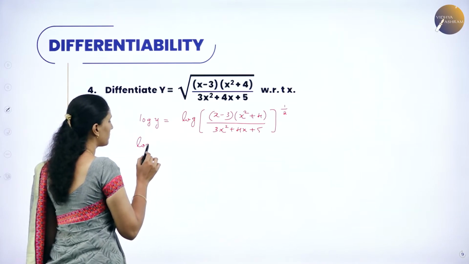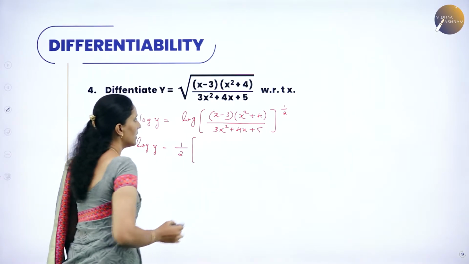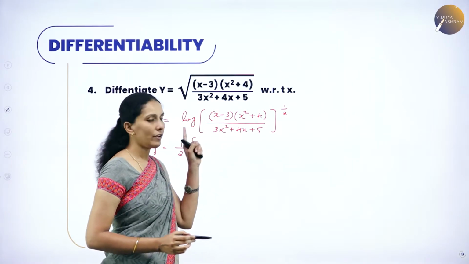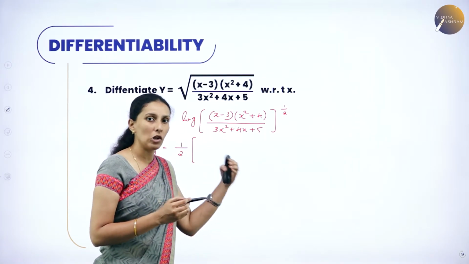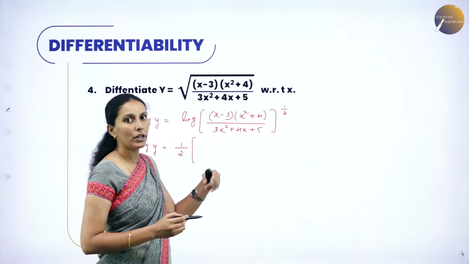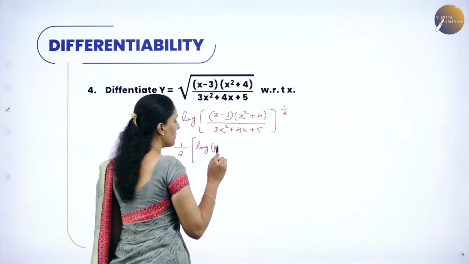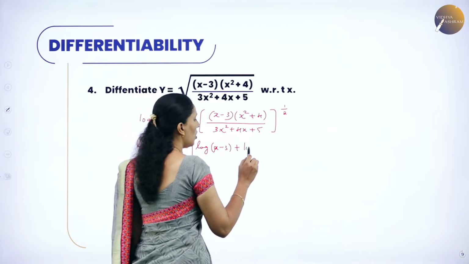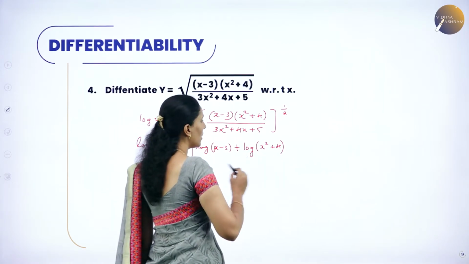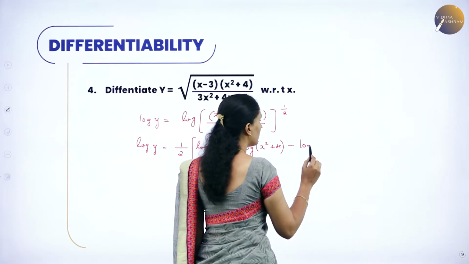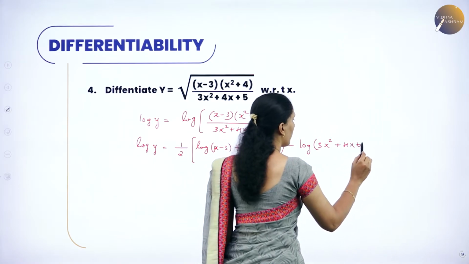So here for log y, this can be written as half into. See, now we have log of a product. Whenever you have log xy, it can be written as log x plus log y. Whenever it is in the denominator, you can subtract it. So I can write this as log of (x minus 3) plus log of (x square plus 4), and since this is in the denominator, I can write minus log of (3x square plus 4x plus 5).